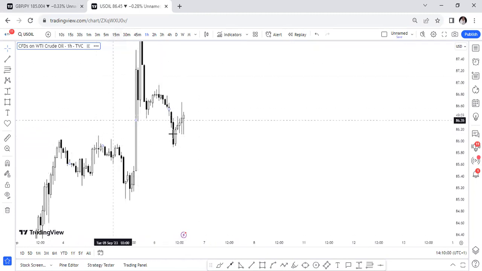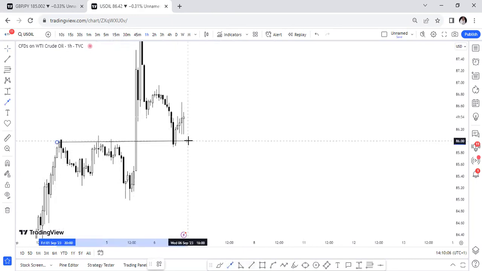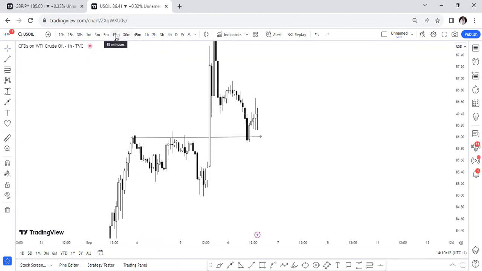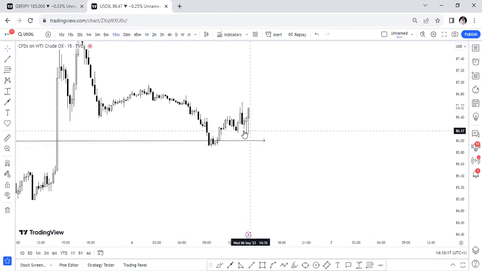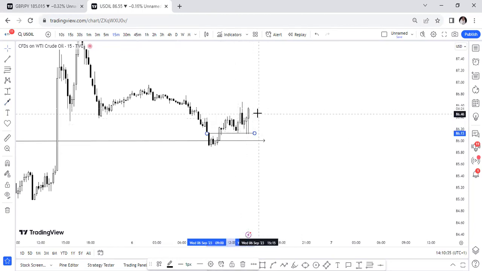If you want to go lower, you can still go to 15 minutes. If you are the conservative type, you still want to go lower, to 15 minutes or 30 minutes. See, it's moving higher now. It's reacting to this level here. Price is reacting to it. See, it tapped into it. There was a breakout here, and it tests after this breakout.